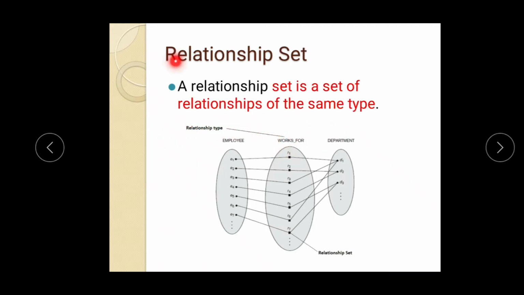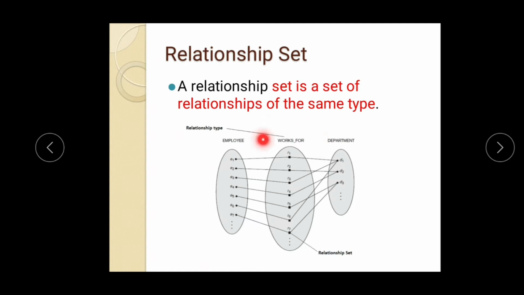Next statement is a relationship set. So what do you mean by a relationship set? Look here. This is an entity type, this is also an entity type, and this is a relationship type, which we have already seen. In this entity type, we have entities E1, E2, E3, E4. These are called entities or an entity set. Similarly, D1, D2, D3, etc. are called entities or an entity set.